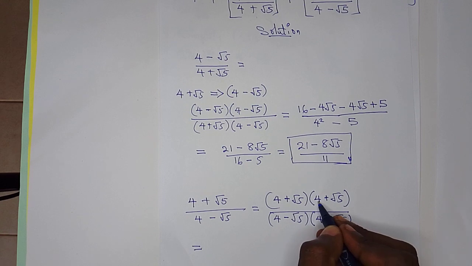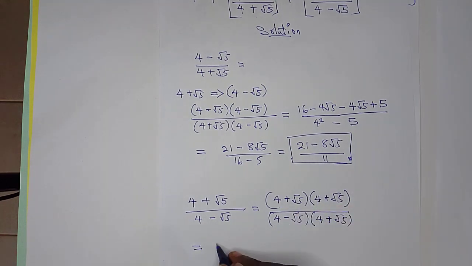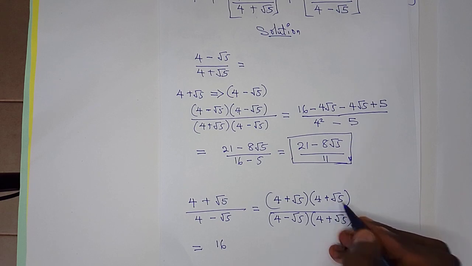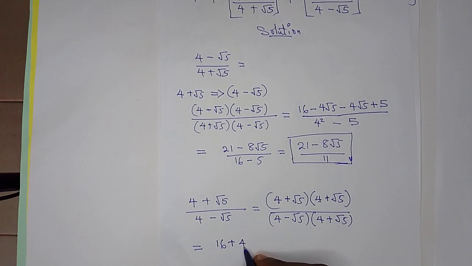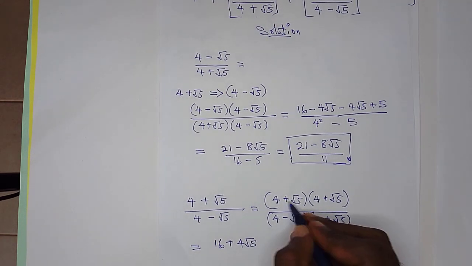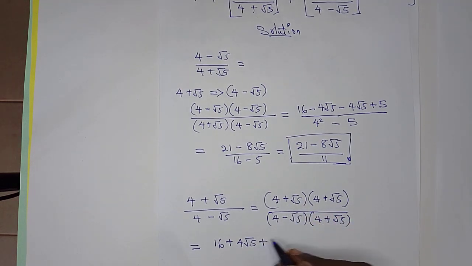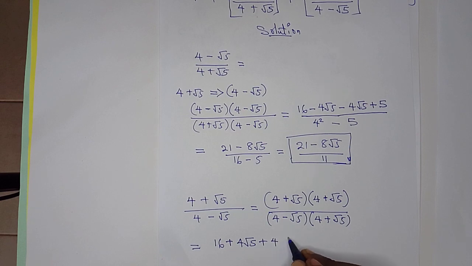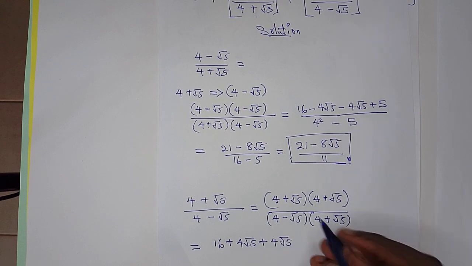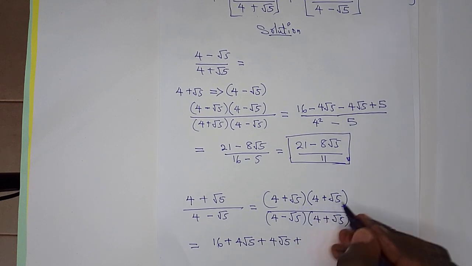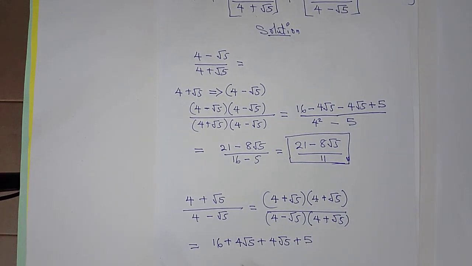This 4 times this 4. 4 times 4 is what? 16. This 4 times this plus root 5 will give us plus 4 root 5. So we now use this root 5. That's positive root 5 times positive 4. That will give us 4 root 5. So plus times plus is plus. Root 5 times root 5 is 5.